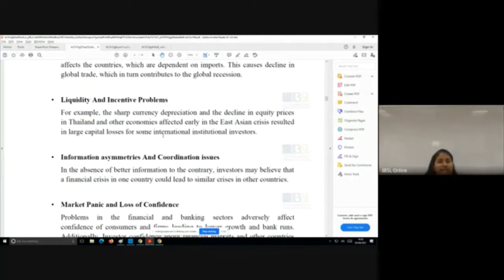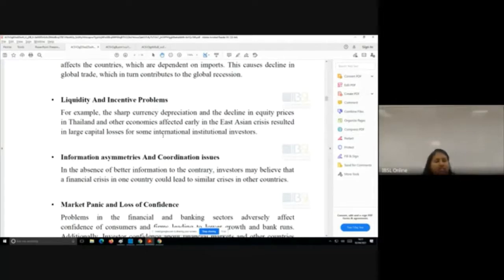Okay, decline in equity prices. When equity prices are declining, what happens? No one is coming to sell. A liquidity issue comes in. That also creates a financial contagion. When local equity prices collapse, even the international investors who have exposure to our market will face the consequences.